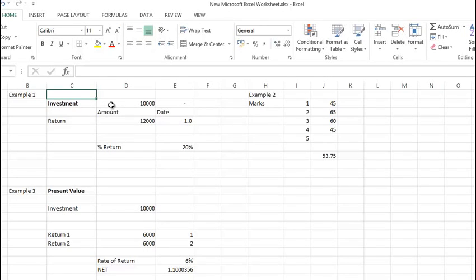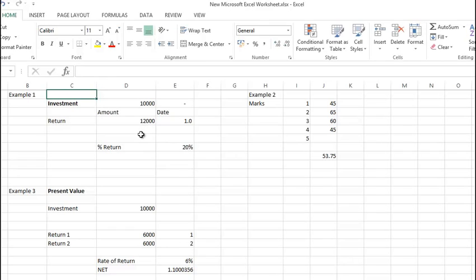The best way to learn goal seek is through examples. Now I've taken a very simple example. If you have invested 10,000 units and you get a return of 12,000 units after a period of 1, that means you have got a return of around 20%, which is very clear looking at the example.